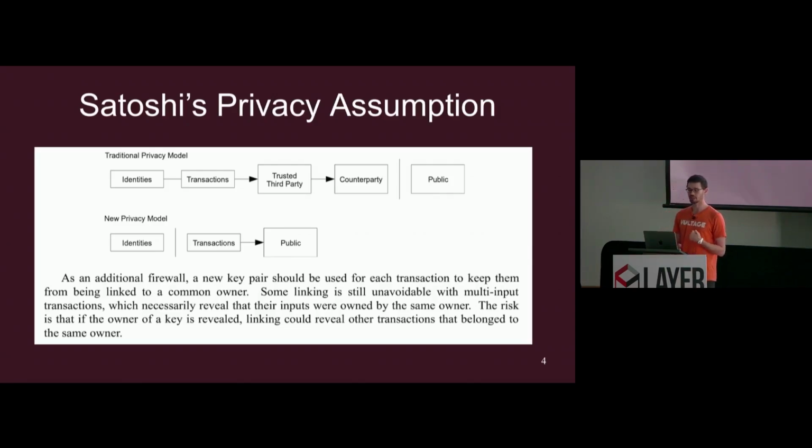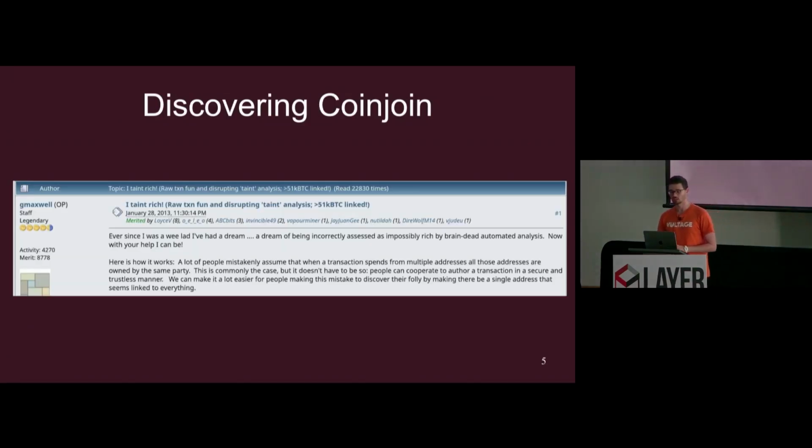The risk is that if the owner of a key is revealed, linking could reveal other transactions that belonged to the same owner. So Greg Maxwell, a couple years later, made a post to Bitcoin Talk where he actually makes a different claim. He says here, a lot of people mistakenly assume that when a transaction spends from multiple addresses, all those addresses are owned by the same party. This is commonly the case, but it doesn't have to be so. People can cooperate to author a transaction in a secure and trustless manner.